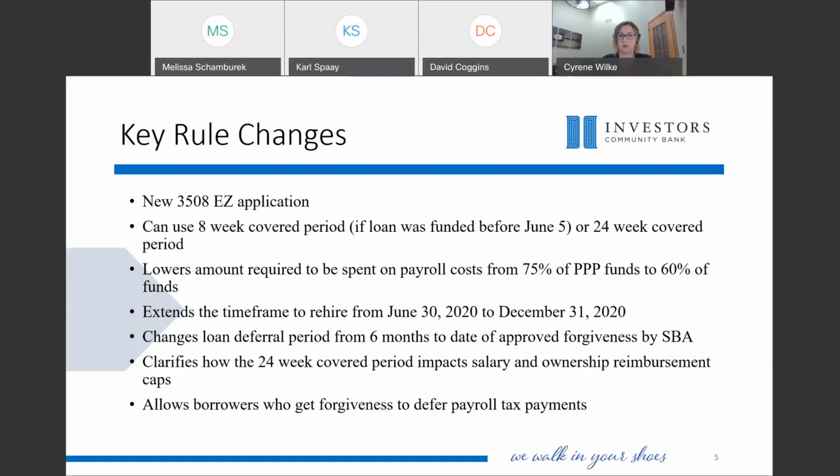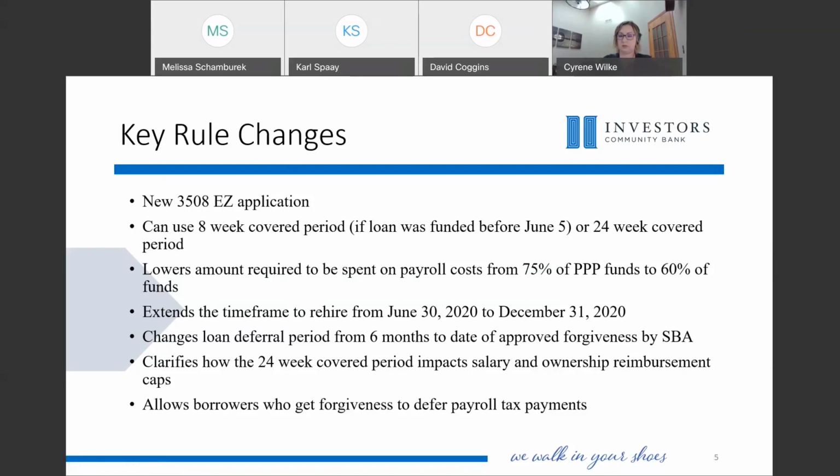Another change was the lowering of the amount required to be spent on payroll costs from the original 75% of PPP funds down to 60%. And we'll talk about how that's calculated and what some of the implications of that are.